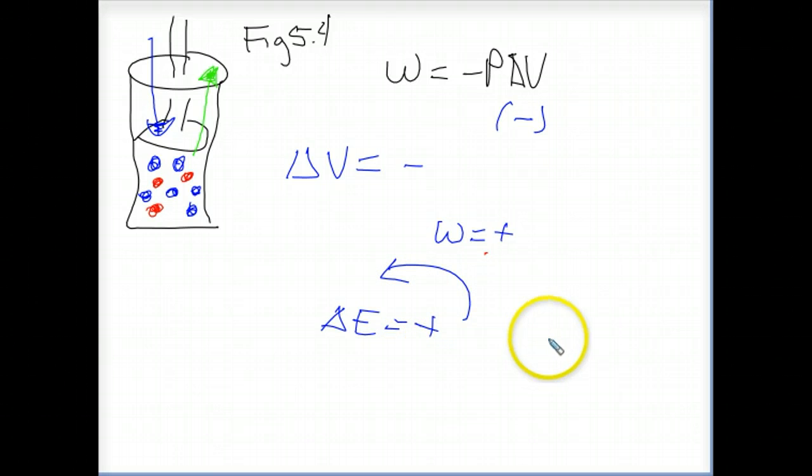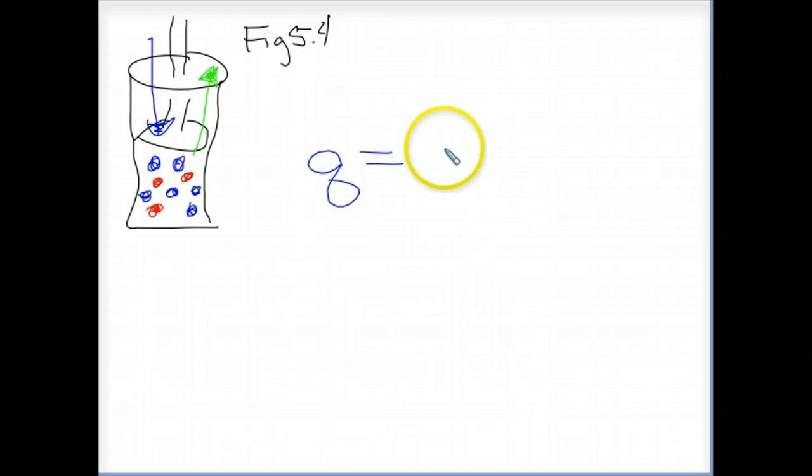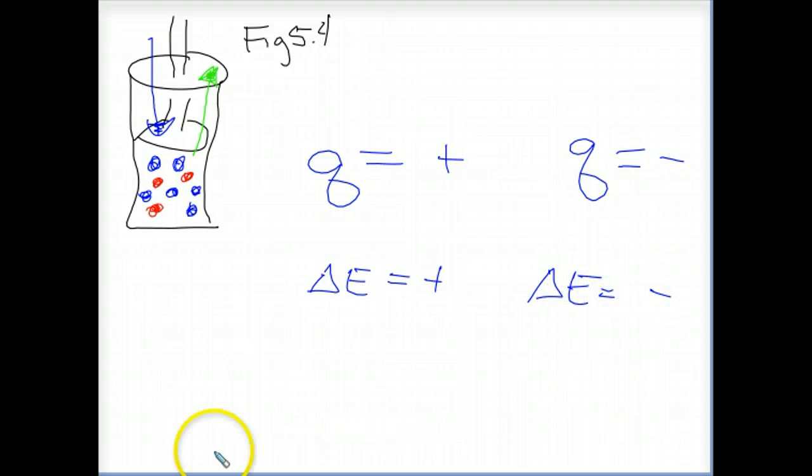This is very different from when we look at Q. Let me back up. It's not different, you just have to remember the difference between the work and the heat. If heat flows in, then my Q is positive, my delta E is positive because energy flowed in. If Q is negative, then my delta E is negative, and that means that energy flowed out.